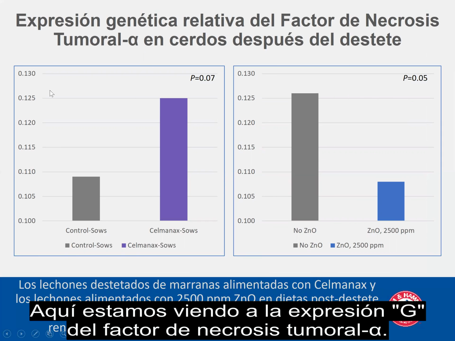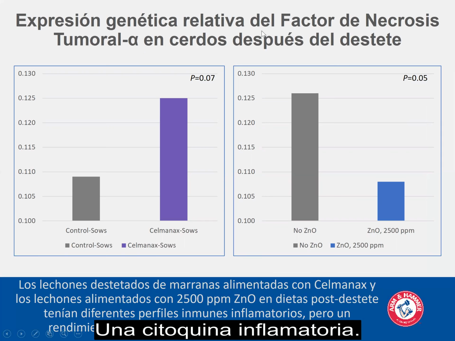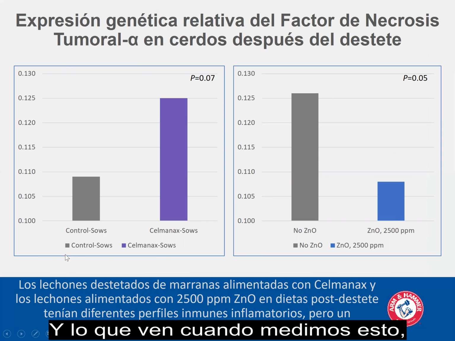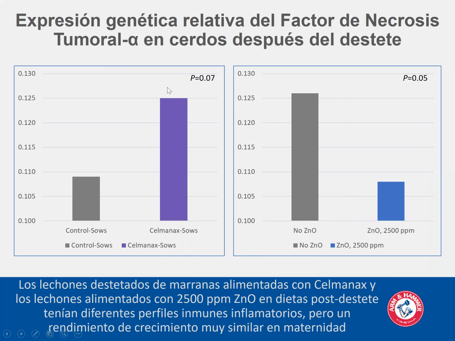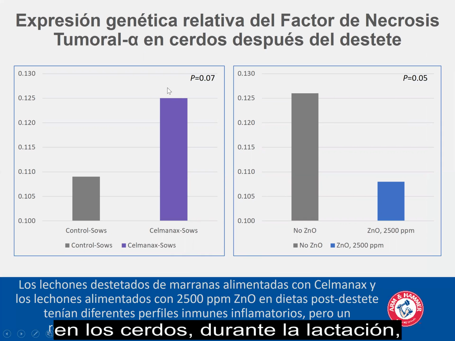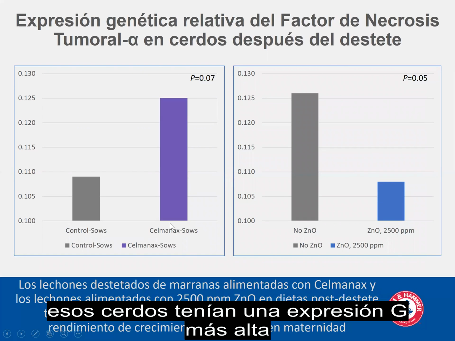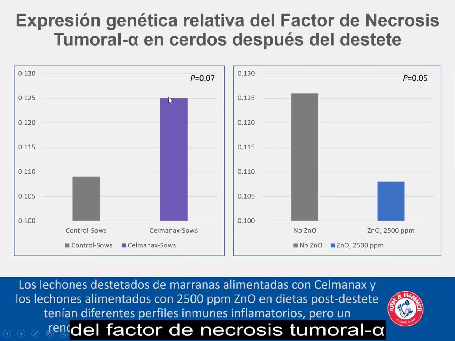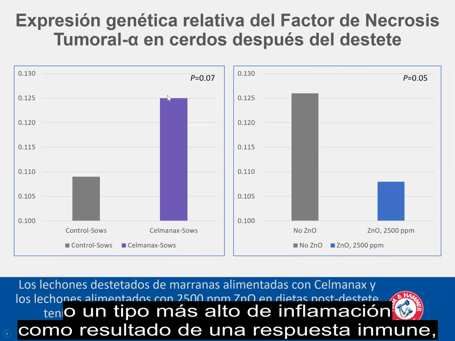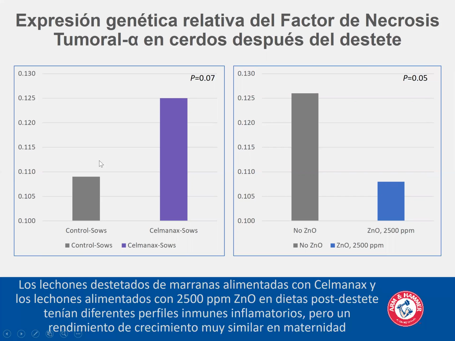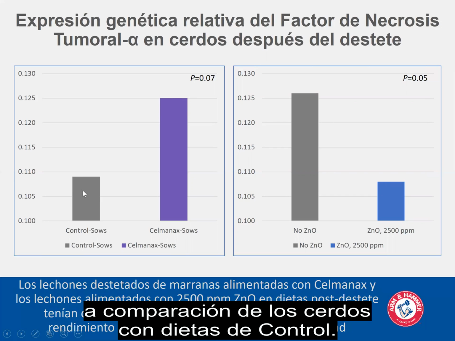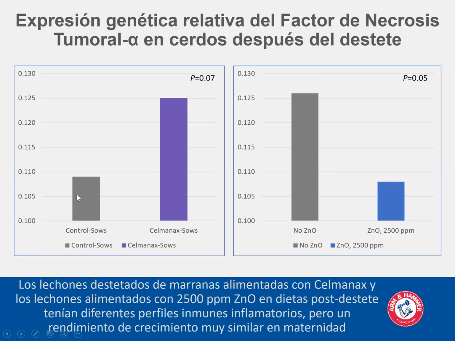So here we're looking at the gene expression of tumor necrosis factor alpha, the inflammatory cytokine. And what you see when we measured this from pigs in the nursery, from sows that were fed Salmonax in lactation, those pigs had a higher gene expression of tumor necrosis factor alpha, or a higher inflammatory type of immune response compared to pigs that came from control sows.